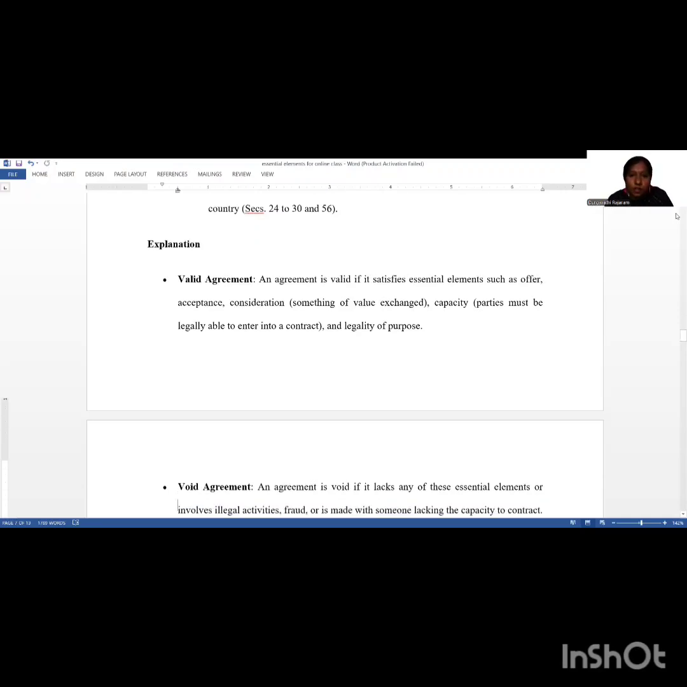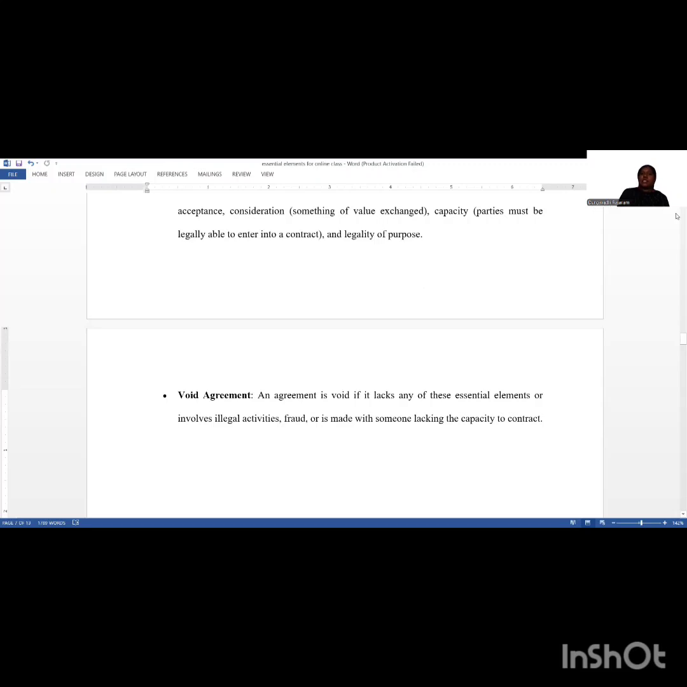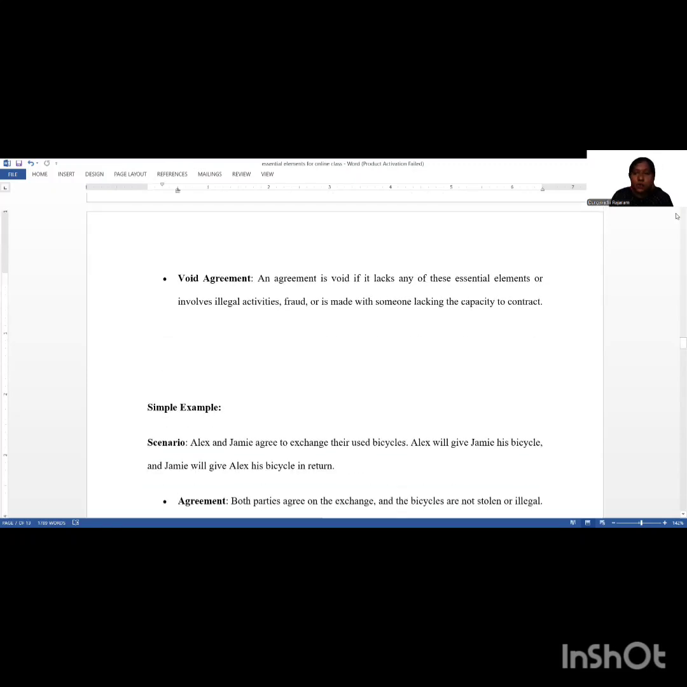Now what is a void contract? It lacks these essential elements. This is just the opposite of it: misrepresenting the terms and coercion, like forcing somebody to sign the contract, and involving illegal activities. Everything, the fraud, everything comes in this void agreement. Now we'll enter into the example.